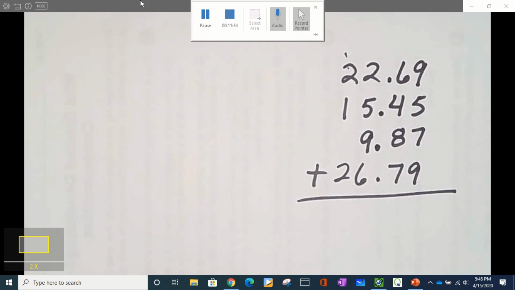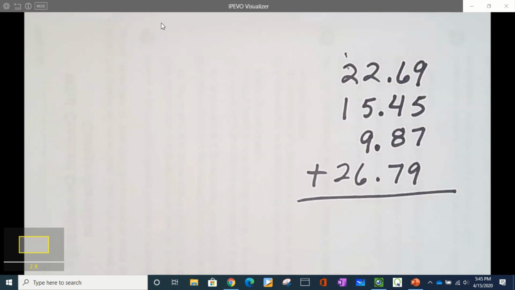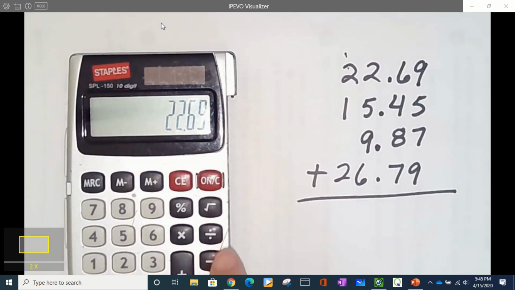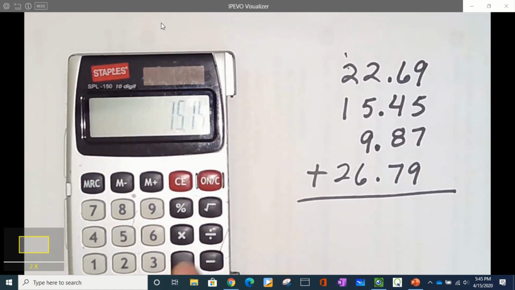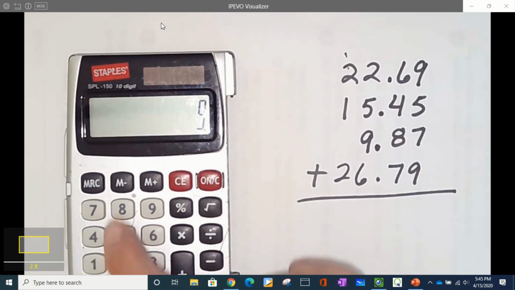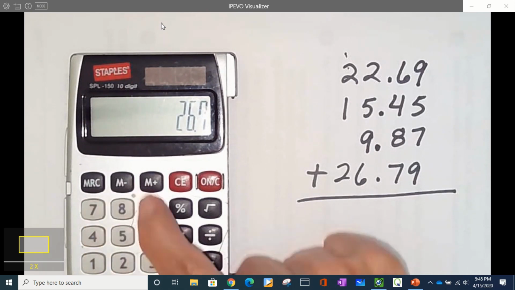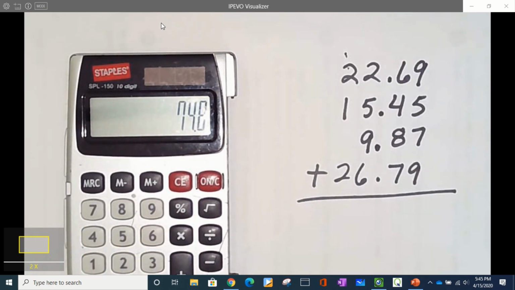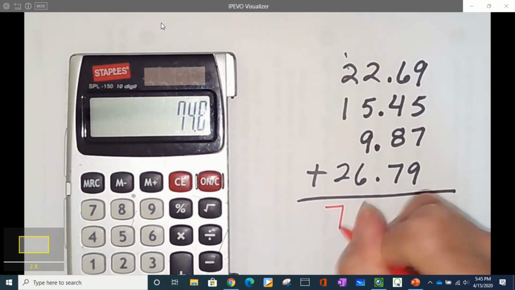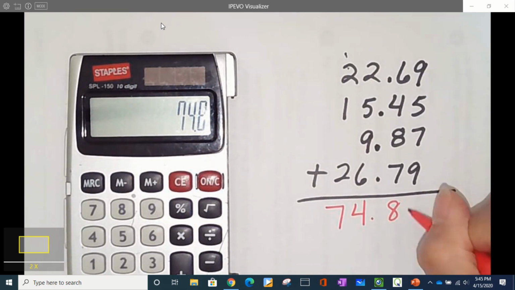Okay, students, we are back. All right, I'm going to add these with the calculator. Chances are you probably did and found the mean. So let's see what answer you got, and I'll compare it to mine. 22.69 plus 15.45 plus 9.87 plus 26.79 equals 74.8. So my answer here is 74.8, and I'll say 0.